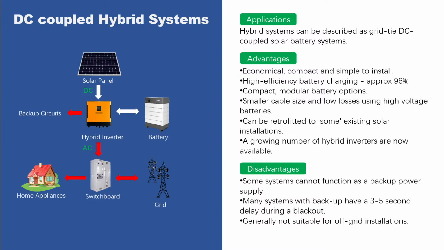The last solar battery system we discuss is the grid-tied DC-coupled solar battery system. It comes in many different configurations and typically uses a hybrid inverter. Modern hybrid inverters incorporate high-voltage MPPT controllers and a battery inverter charger inside a common unit. These systems have advantages such as easy installation, efficient battery charging, and modular battery options. However, they also have some disadvantages, such as the inability of some systems to be used as a backup power supply.